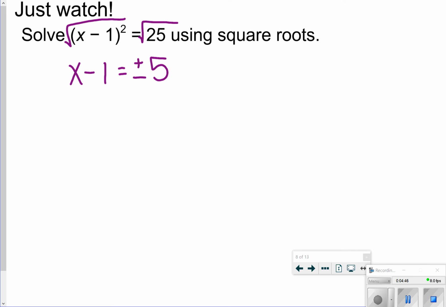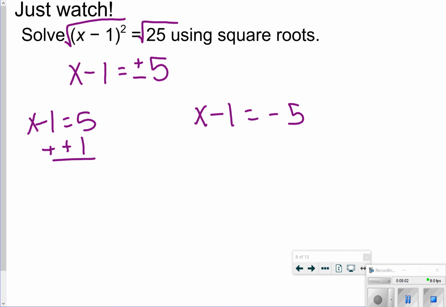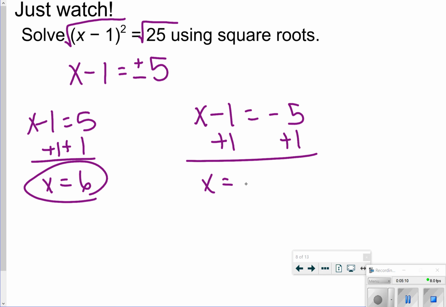So what we're essentially going to do is solve for x when this is equal to 5 and when it's equal to negative 5. So I'm going to do x minus 1 equals 5, and then x minus 1 equals negative 5. So you're going to get two answers here. The first one, when I add 1 to both sides, I'm going to get x is equal to 6. The second one, when I add 1 to both sides, I'm going to get x is equal to negative 4. So my two solutions are x is equal to 6 and x is equal to negative 4.